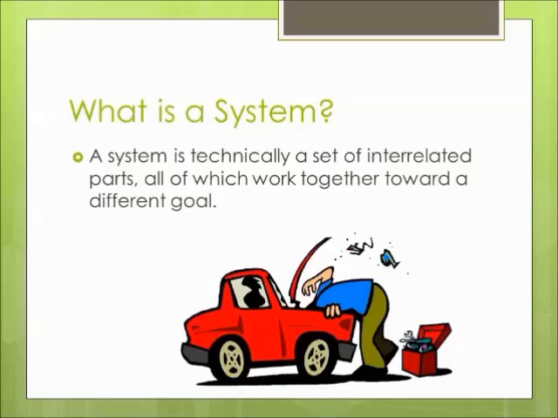So then, what's a system? A system is technically a set of interrelated parts, all of which work together towards a common goal. So if we're looking at the educational system, we have to look at all the parts to see how it comes together to make it work as a whole.